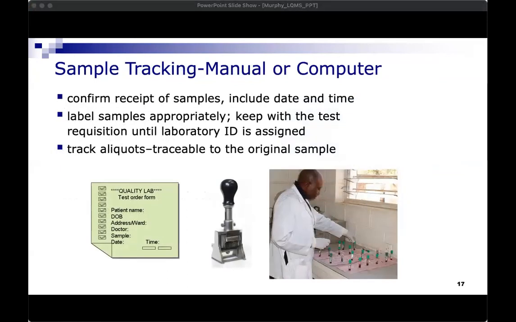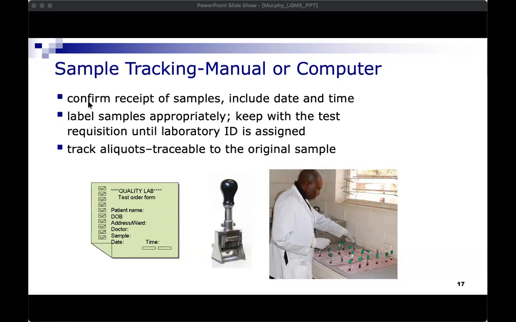So, sample tracking. There needs to be a clear policy for sample tracking, how exactly this is going to be done, and this needs to be written really clearly. You can do sample tracking either manually or in a computer, depending on what your lab has set up. But either way, every single person working in the lab needs to be doing the same thing with the samples, and make sure everyone is clear on the procedures for how those samples are being tracked.